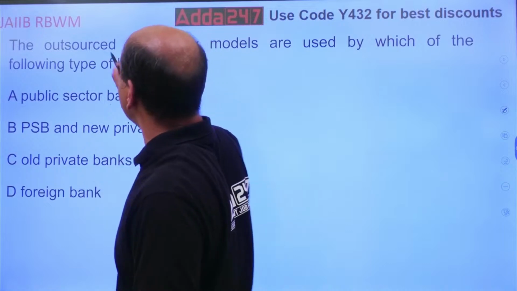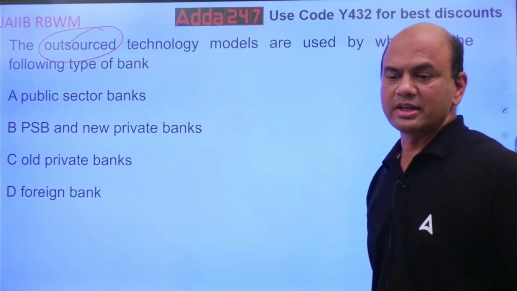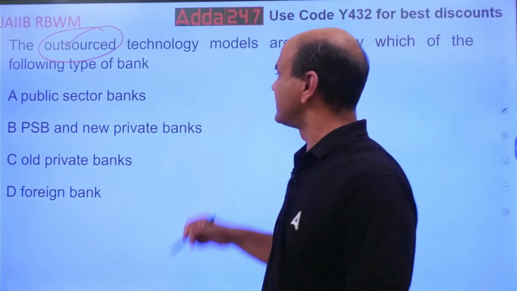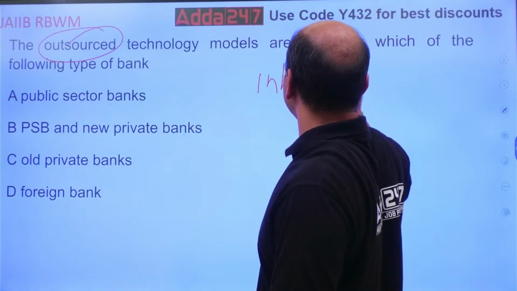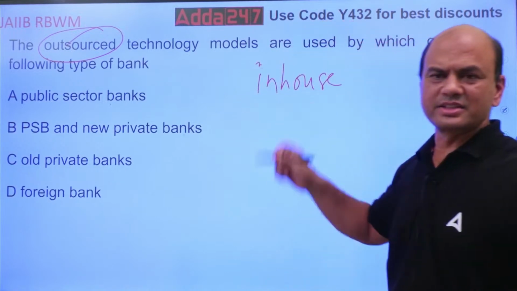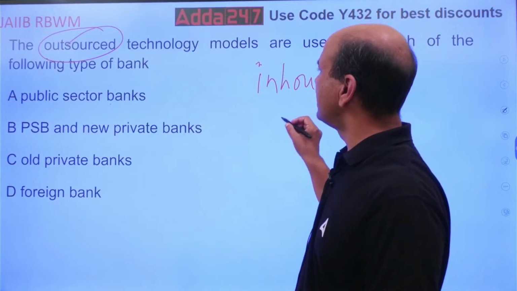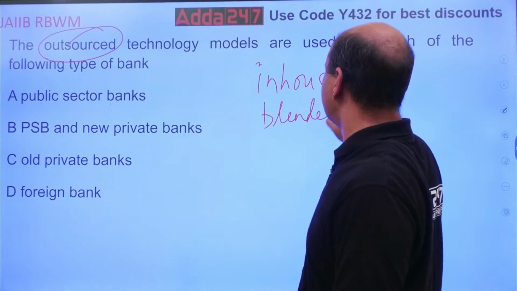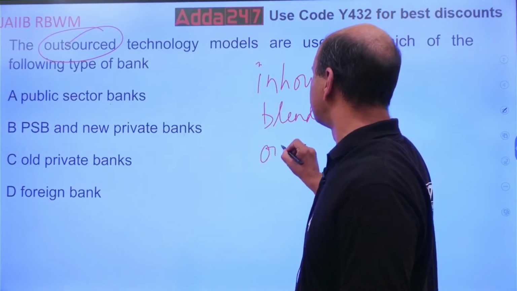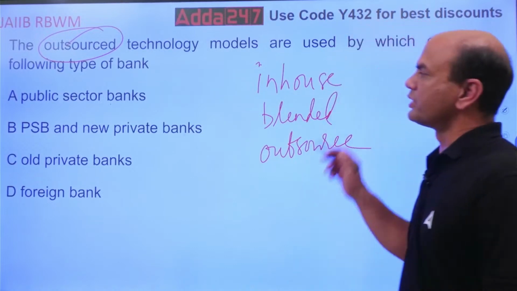So, outsourced technology model. What is this? There are various technology models. One is in-house. I've covered this in earlier lectures also. In-house, blended means mixture, mix, and then outsourced. So it is followed by which type of bank?